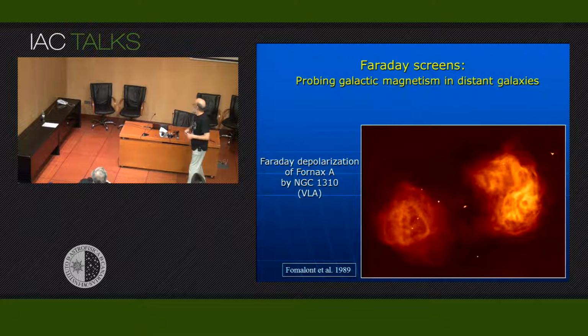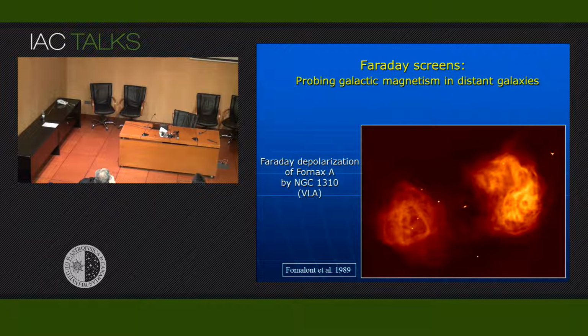Okay, finally, what are the prospects for the future? With future telescopes, we will be able to see distant galaxies, but even now, we are sometimes lucky to see distant galaxies. This is an image which I got from Bryan Gaensler, and he uses it frequently in his talks. It shows you the possibilities of Faraday depolarization.